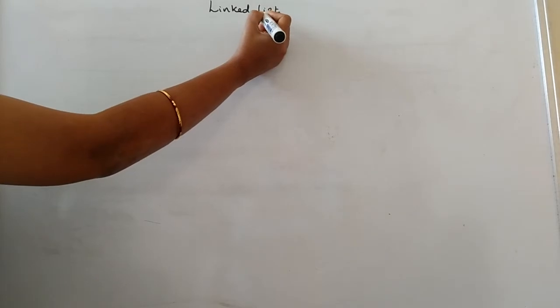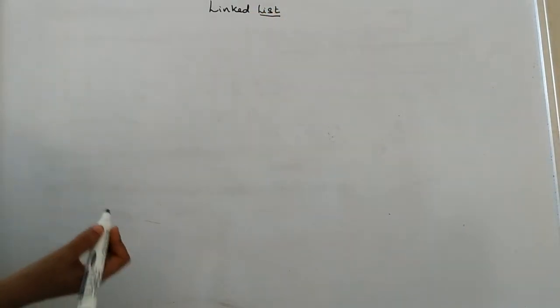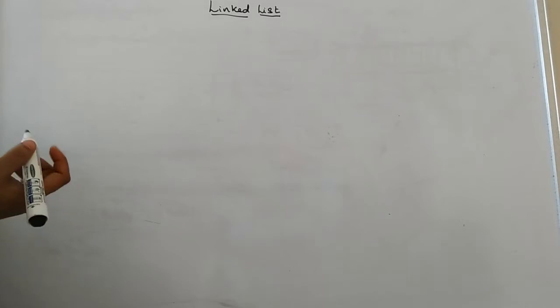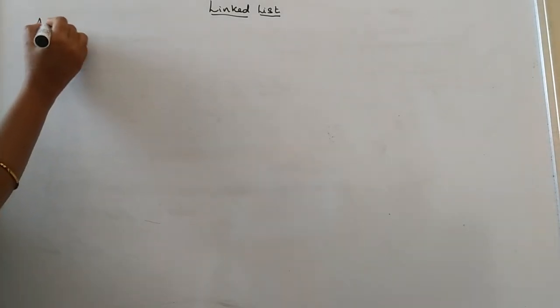Here the term itself reveals it: list means it is used to store a list of values. Why is it called a linked list? A linked list means there will be a link. So that's why it is called a linked list. Let me explain with an array.